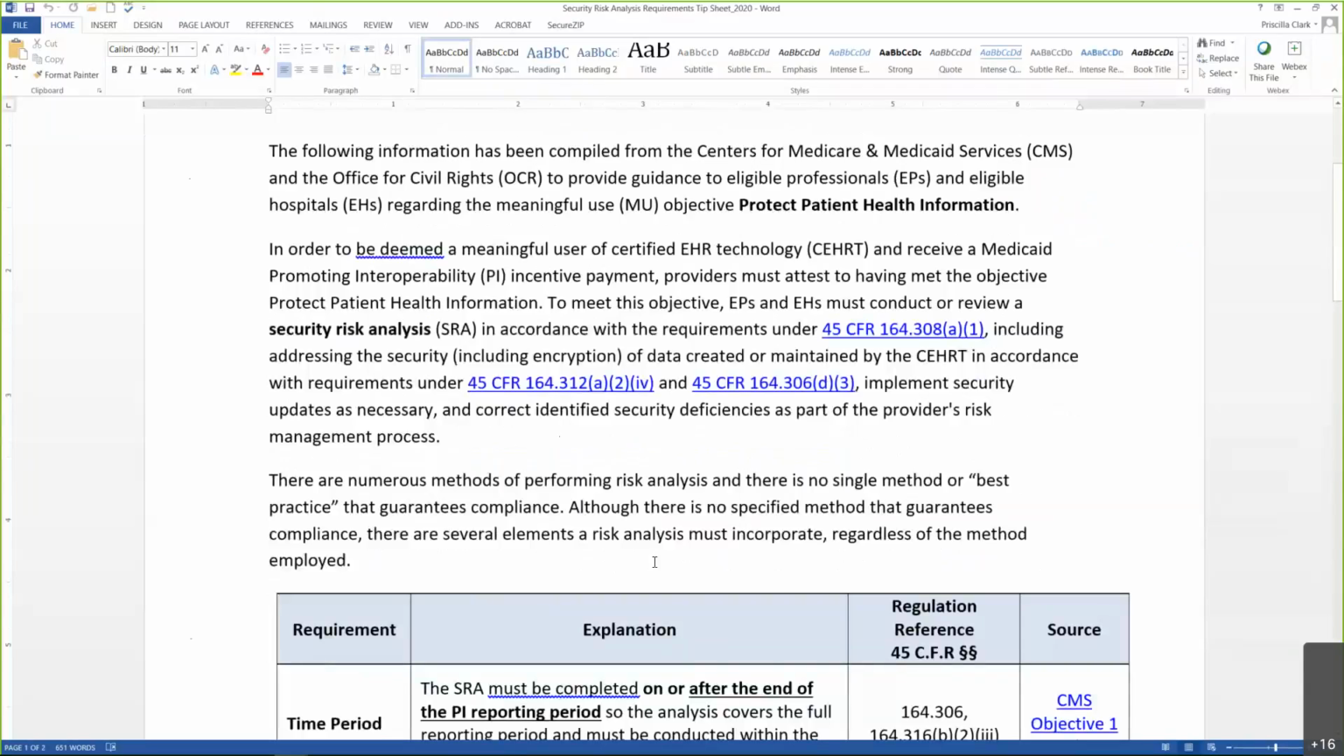There are numerous methods of performing the risk analysis, and there's no single method or best practice that guarantees compliance. Although there is no specified method that guarantees compliance, there are several elements a risk analysis must incorporate regardless of the method employed. And it is up to the provider or practice receiving the payment to make sure their SRA covers all of these requirements.